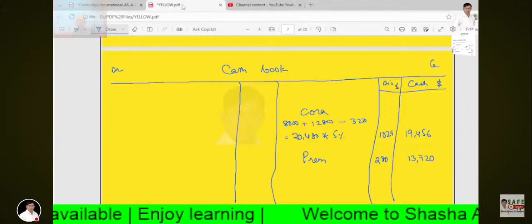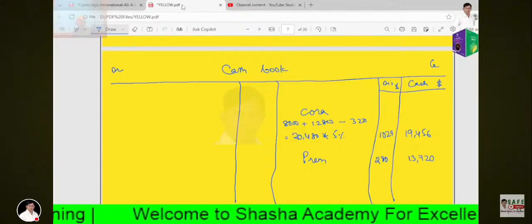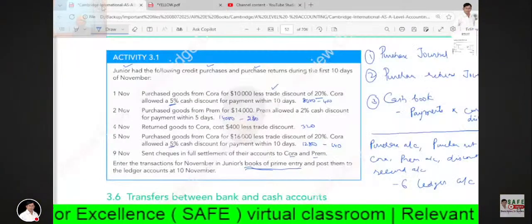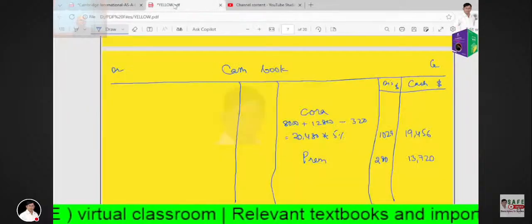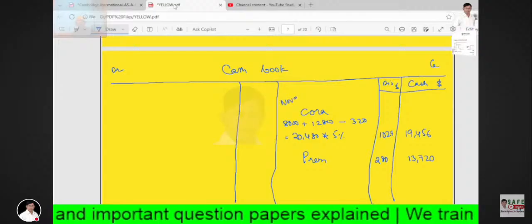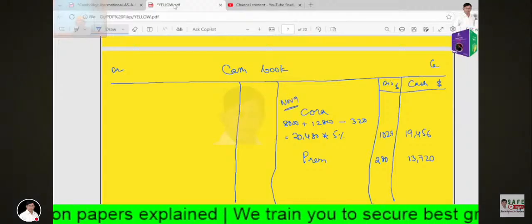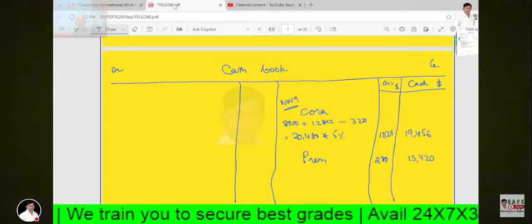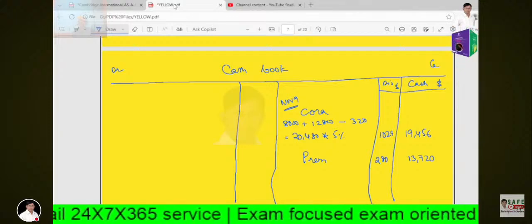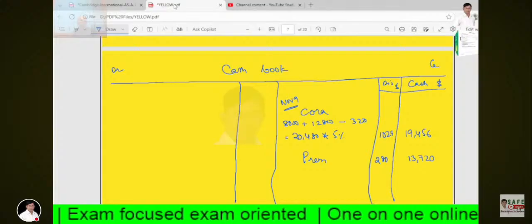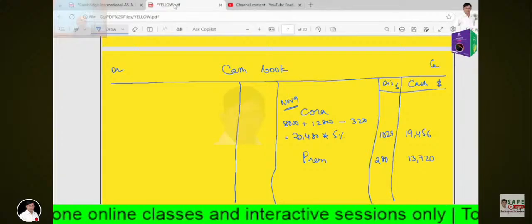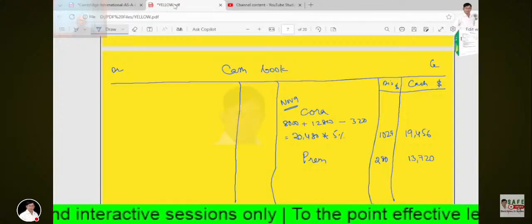So what date have you paid? The date is very important. Don't forget to write the date. The payment is made on 9th November. So we have made the payment in November. So this is the cash. This is how you have to record the receipt. So discount column 1024, paying 280. So cash account is done.